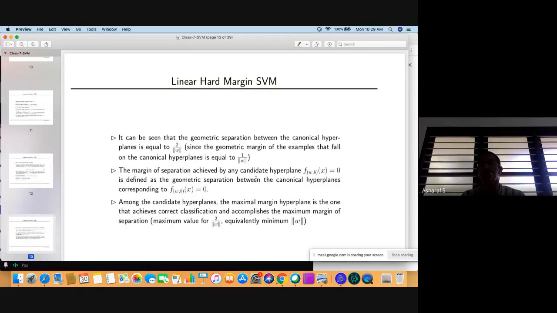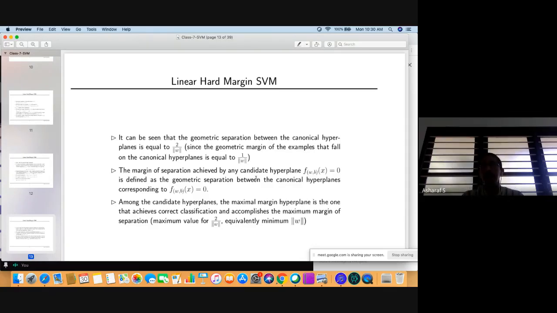The marginal separation achieved by the candidate hyperplane W transpose x plus b is equal to 0, or f(W,b) is equal to 0, is defined as the geometric separation between the canonical hyperplanes corresponding to the hyperplane W transpose x plus b is equal to 0. That's what it is. It is obtained to be 2 by norm W.